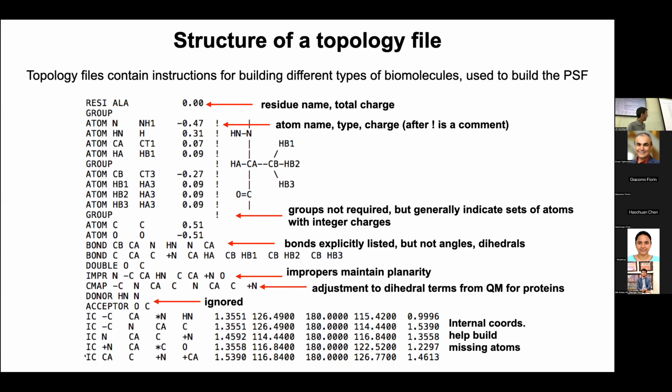And then you get these IC lines. These are internal coordinates. Again, not something you typically have to worry about, but PSFGen can use these to build your residue of interest if there are missing atoms. Okay, hydrogens are typically missing. Those can just be guessed with pretty good accuracy, so they don't even need it. But if you have missing heavy atoms, these IC lines are helpful.